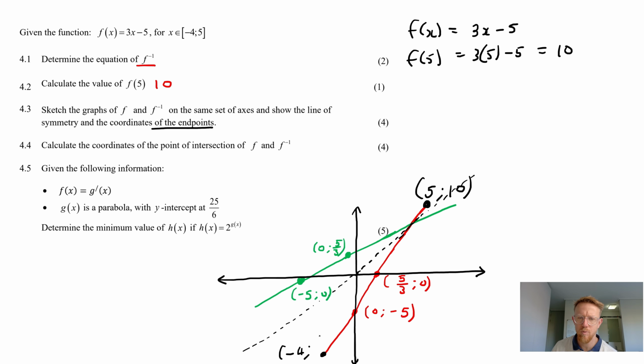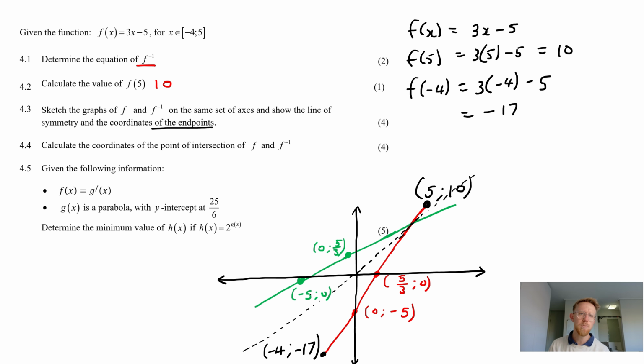Now for this endpoint over here, that was when x is minus 4. And so that's going to be minus 17. Okay, so this endpoint would be (-4, -17).